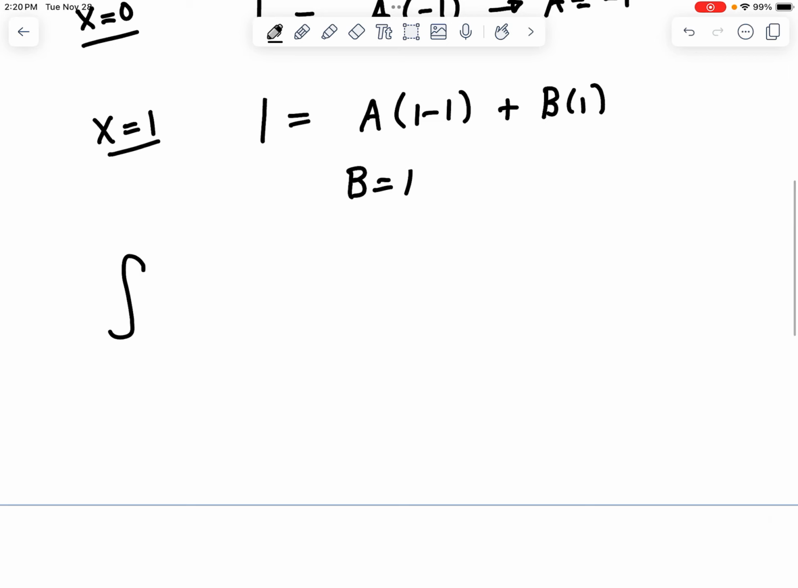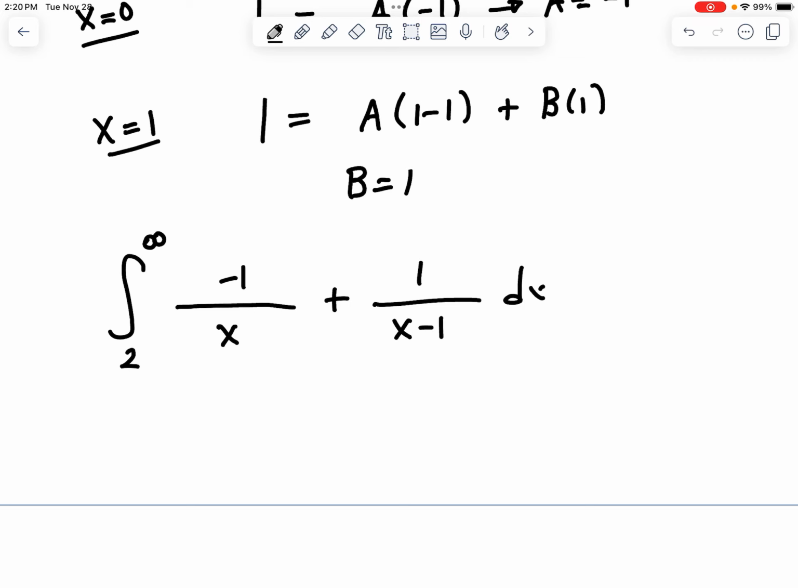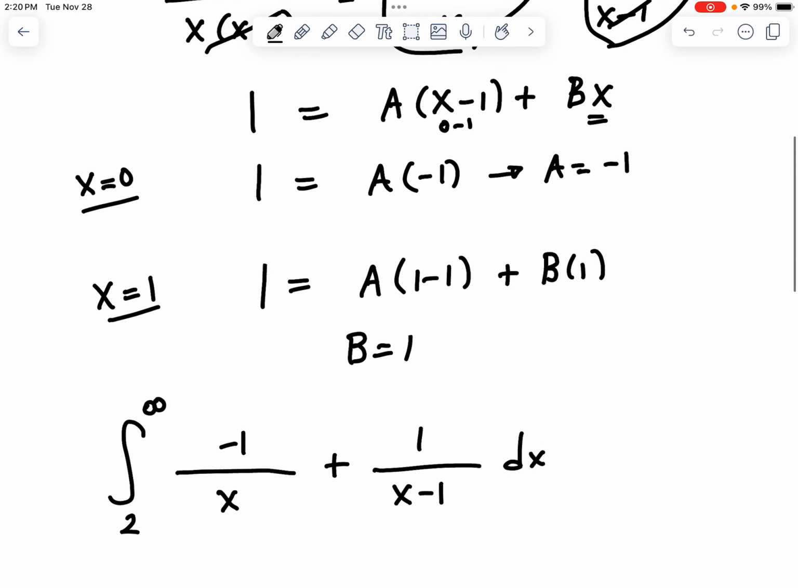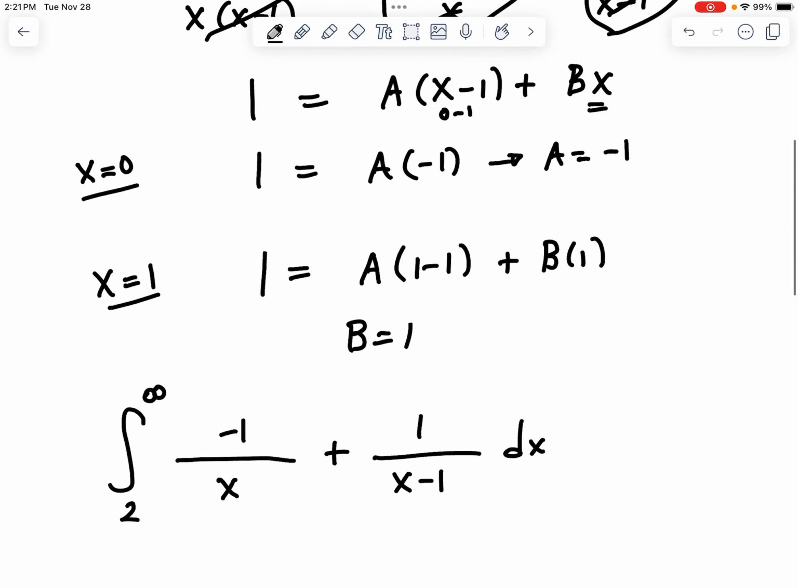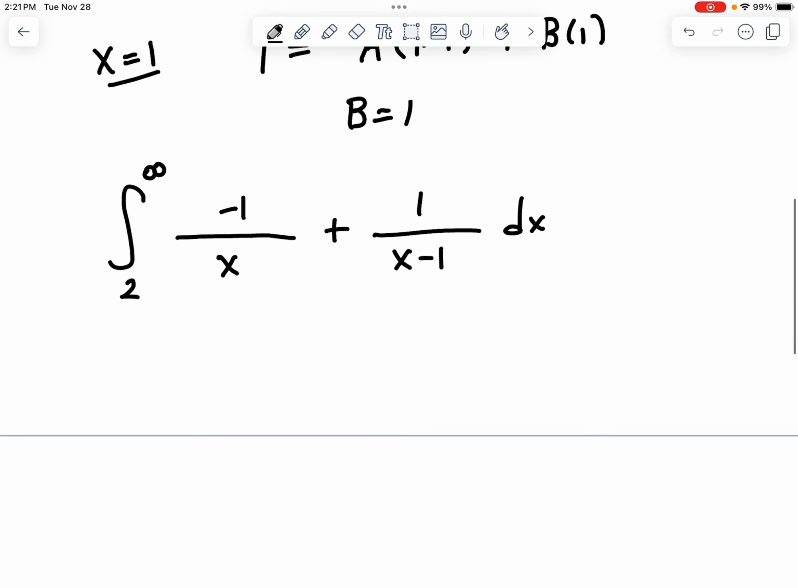So integrate from 2 to infinity. It was the a over x, and the a turned out to be a negative 1. And then it was the b over x minus 1. And then integrate those two as if they're two simple integrals instead of one complicated one. I just want to look back and make sure that I got the a and the b in the correct place. It looks like I did.